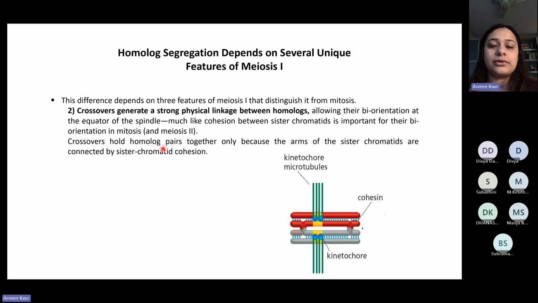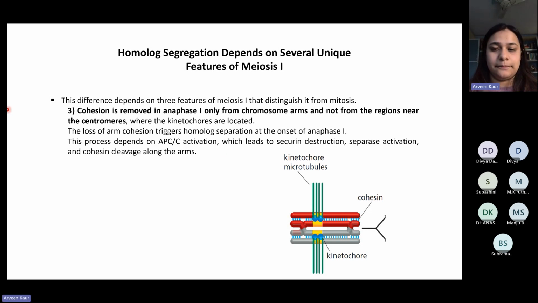Also, crossovers hold homologue pairs together only because the arms of the sister chromatids are connected by sister chromatid cohesion. The third one, which is the more important one, is that the cohesion is removed in anaphase 1 only from the chromosome arms and not from the regions near the centromeres. This is something that was discussed in your week 5 lectures, when you were being taught the concept of meiosis 1. This is one thing that had been covered over there.